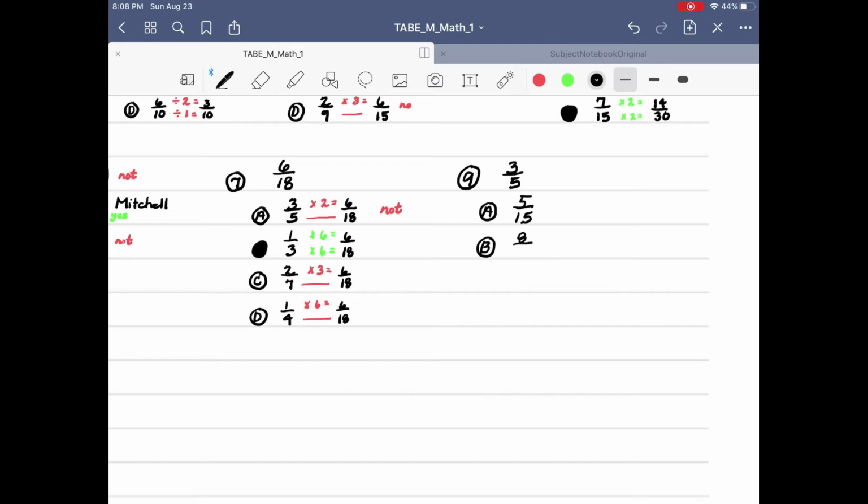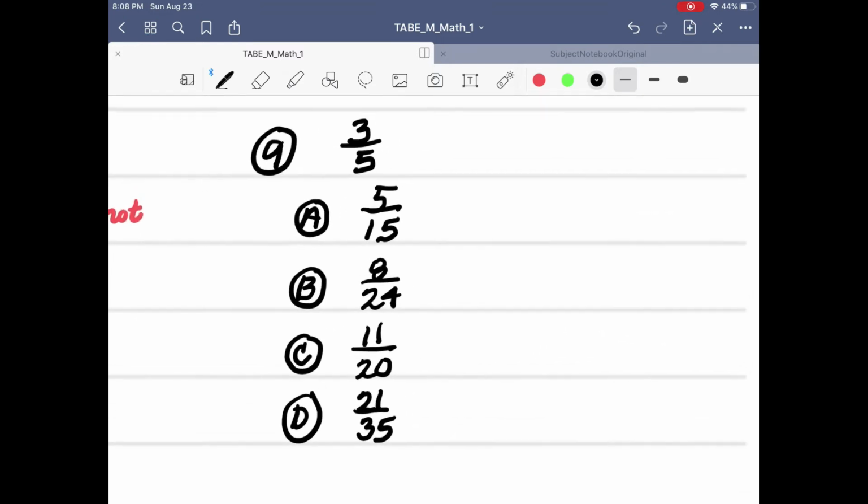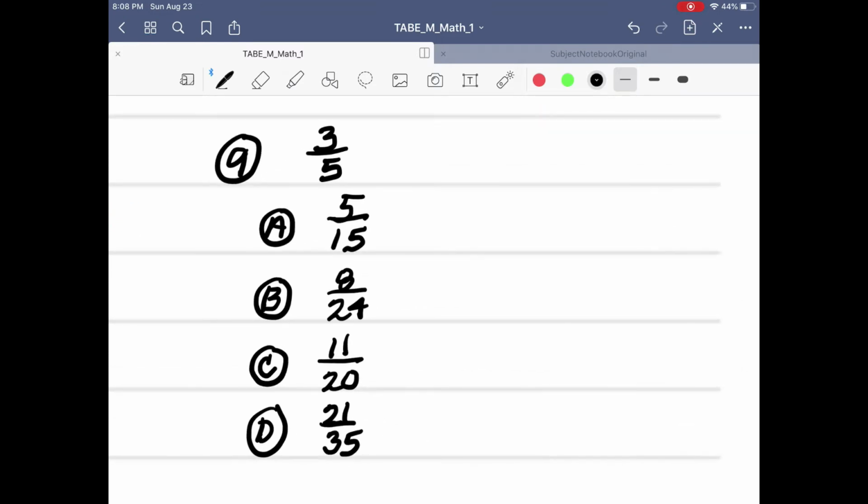5/15, 8/24, 11/20, and 21/35. So these are getting a little bit harder in my opinion.